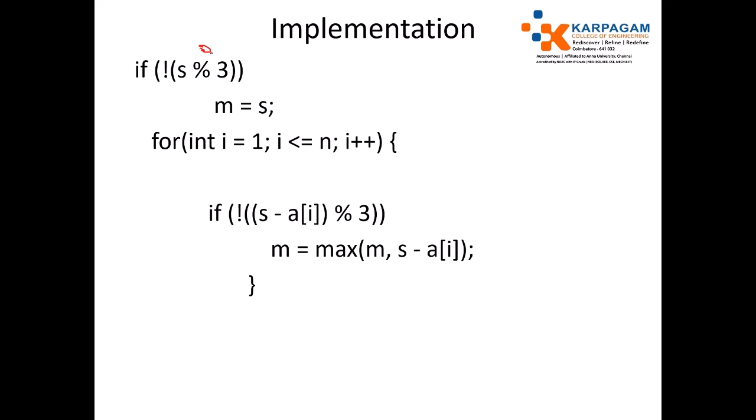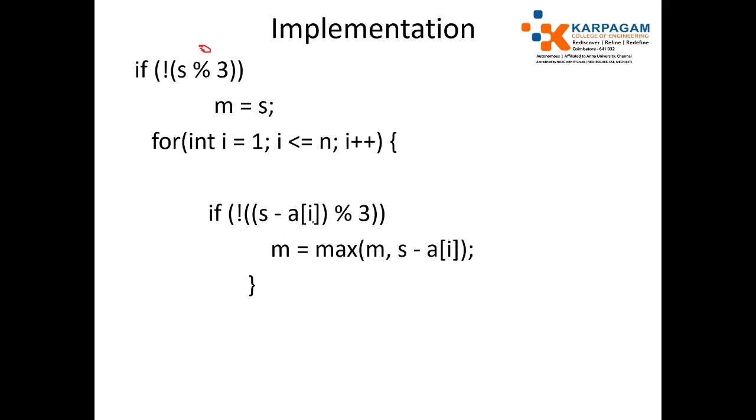If S remainder 3 is not 0 is true, then just set m equal to s. So the maximum number of mangoes sold is s. Then for i equal to 1, i less than or equal to n, i plus 1.